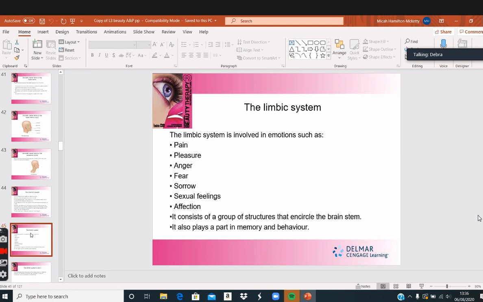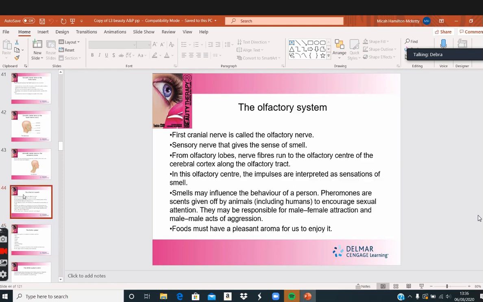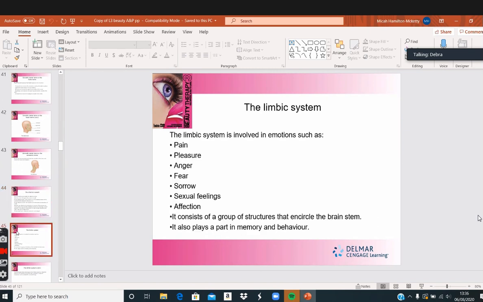Now, can you see why I'm going on to that straight away? Because that ties in with your olfactory system. So if we go back to the olfactory system, it says smells influence the behavior of the person. It can even make you feel affectionate or even aggressive towards that person, and that's the limbic system. It consists of a group of structures that circle the brain stem. It also plays a part in memory and behavior.